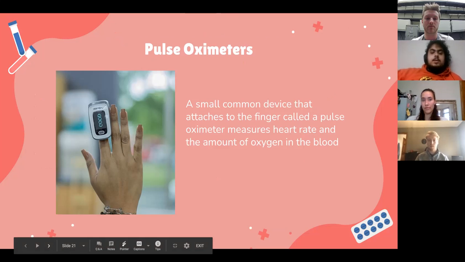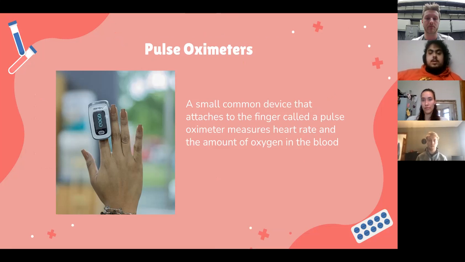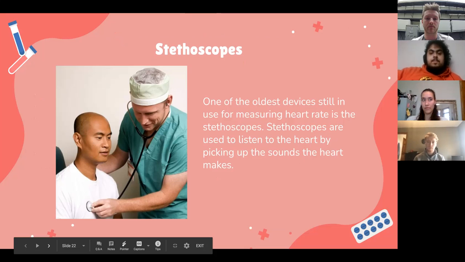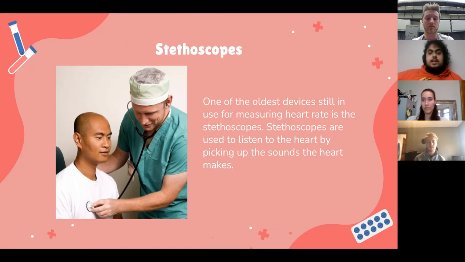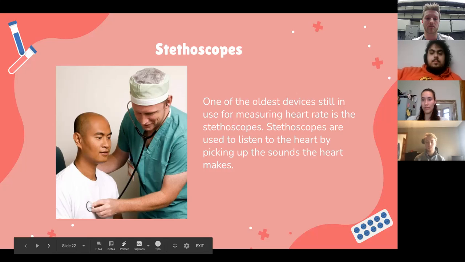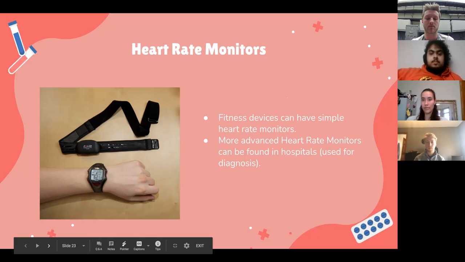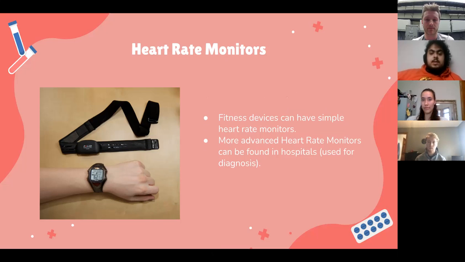Pulse oximeters are small devices that attach to a finger and measure heart rate and the amount of oxygen in the blood. Stethoscopes are one of the oldest medical devices that are used to this day. They help doctors listen to the heart by picking up the sounds the heart makes. Heart rate monitors can be simple, like those used in fitness devices, or they can be advanced, like those used in hospitals to diagnose patients.